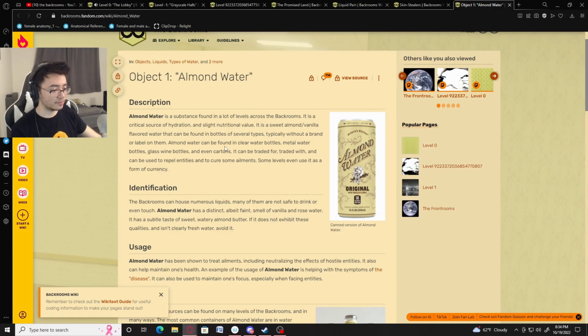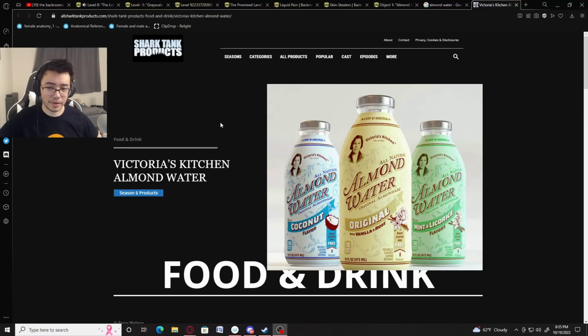Please tell me someone has made almond water a real thing, because I actually want to drink it now. If it has an almond kind of vanilla-y taste to it, I'd be down to try that out. It sounds nice. It sounds more like milk than almond milk with vanilla. I assume that's basically what it is, rather than actual water. I have to search that up, because if almond water is real, I will totally buy it and I will totally drink it on stream. Oh, it is a real thing, I think.